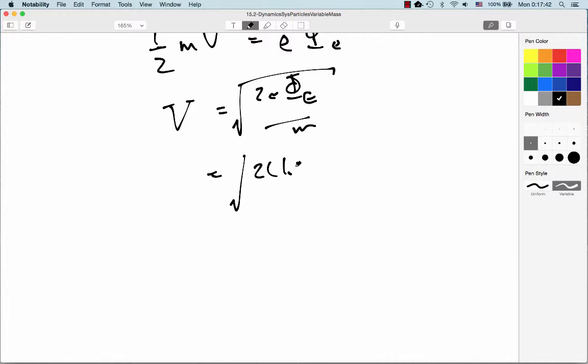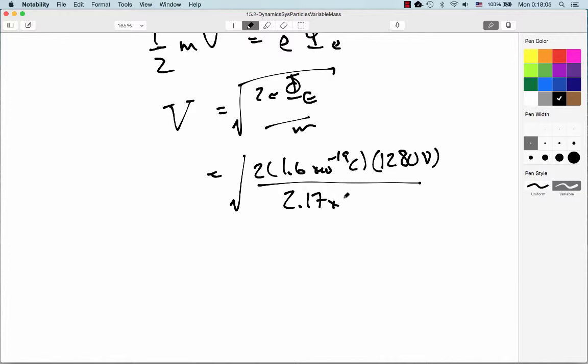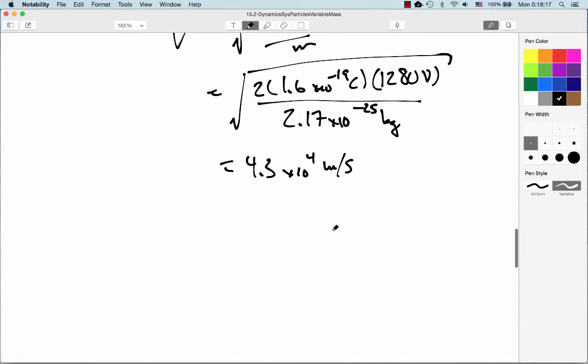so it's 2 times 1.6 times 10 to the negative 19 coulombs. One of the early attempts at this was a satellite called Deep Space One. It used 1280 volt accelerating potential. That's gotten better since, but we'll just use this for funsies. Mass of the xenon atom is 2.17 times 10 to the negative 25 kilograms. Crunch it all through, you get 4.3 times 10 to the 4 meters per second.